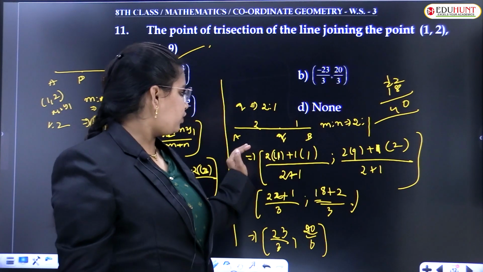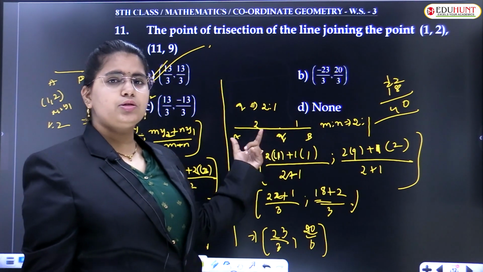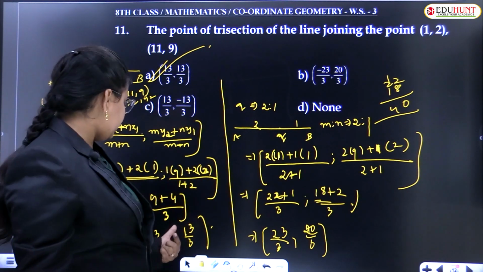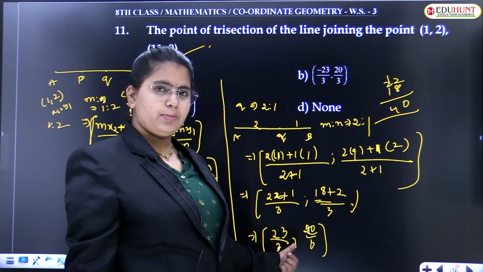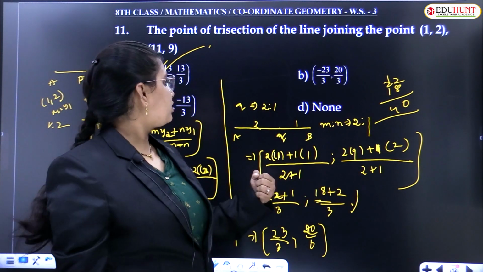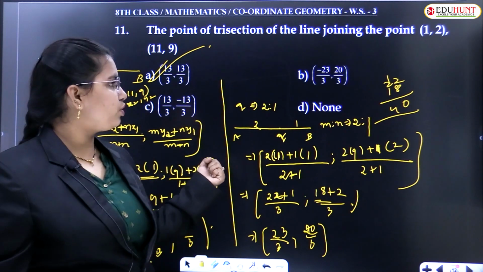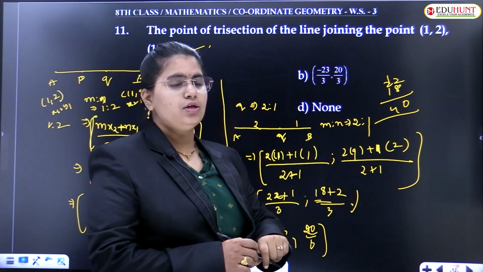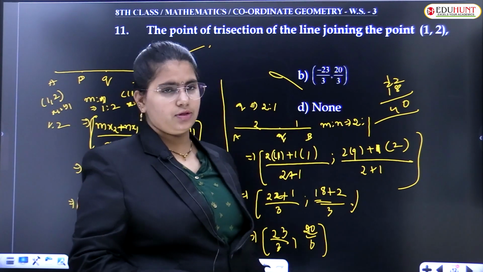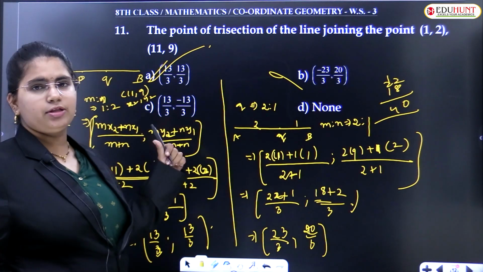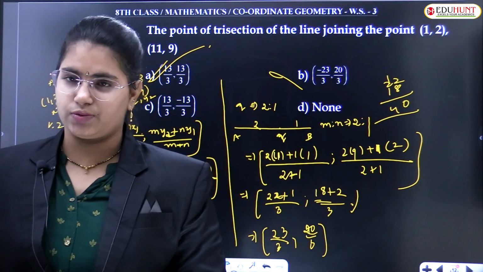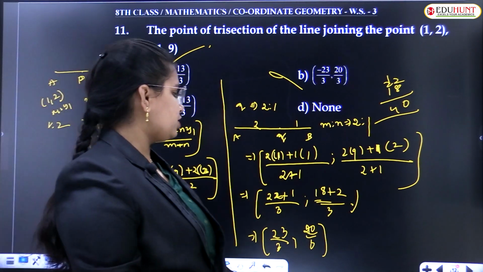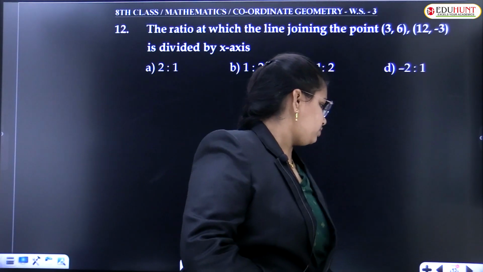So if you have observed, I got the points of trisection, P point as 13 by 3 and 13 by 3. And this one is 23 by 3 and 20 by 3. Can you see that in the options? No, right? This is minus 23 by 3, so this cannot be the option. Correct? Option A will be the answer. Just have a glance at the problem so that we can get back to the next question.